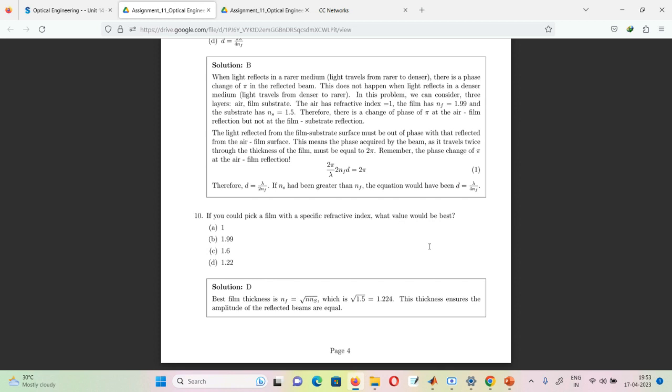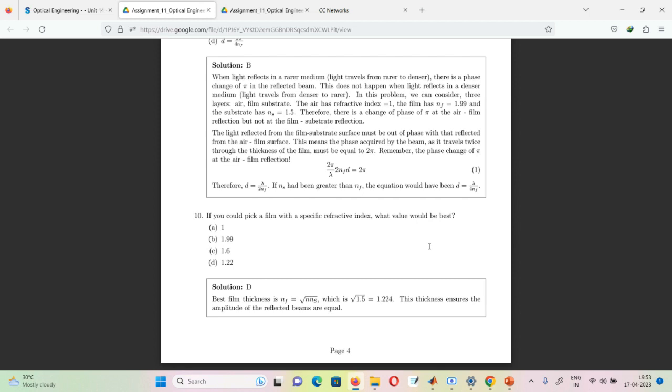Out of 4 options, which option will give you a better anti-reflecting film? Like that also the question can come, but mostly it will satisfy only a particular wavelength. So by calculating itself, you can get that answer. They don't need to give it as an option also. They can directly give it as a numerical.